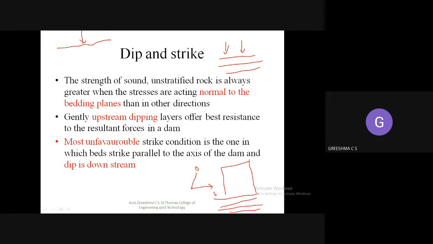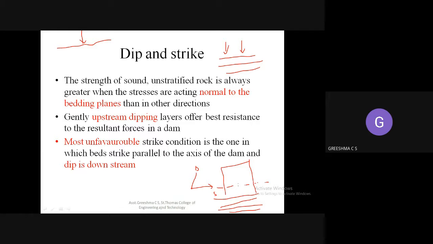Okay, so here you can see, suppose this is the axis of the dam. If the axis of the dam is parallel to the strike, and if the dip is in the downstream, okay, in the case of a dam there is an upstream and a downstream.